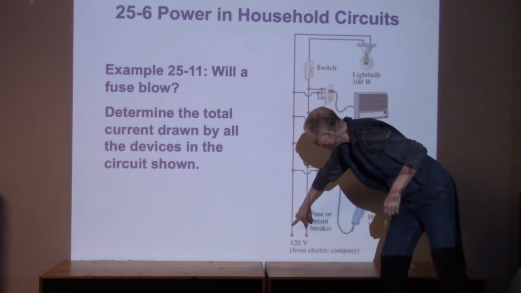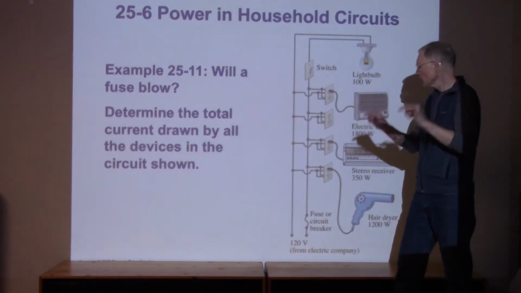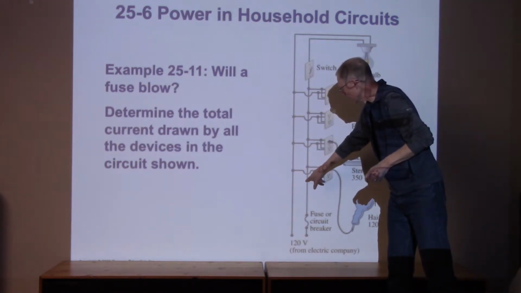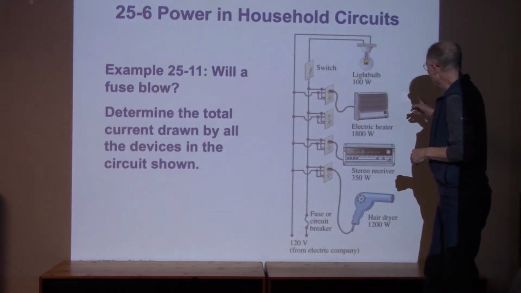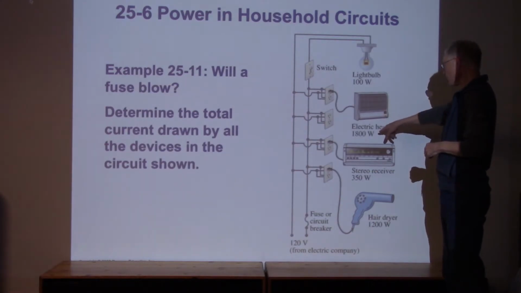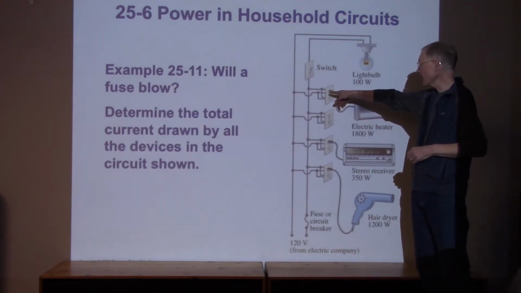There's 120 volts between these 2 lines coming in. If I get out my voltmeter and measure anything on that line, it's going to read 120 volts. So here's my electric heater, which looks like the one from the previous problem. That's going to draw 15 amps.